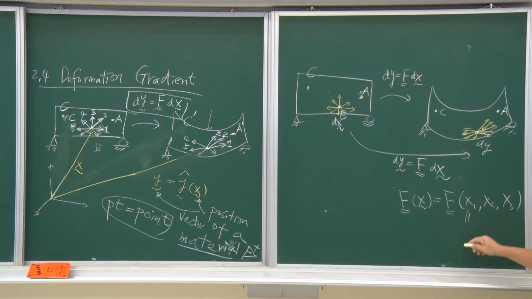For example, at the point x1 equal to 3, x2 equal to 1, x3 equal to 6, you have a special matrix of deformation gradient. If at another point x1 equal to 5, x2 equal to 3, x3 equal to 1, for this material point you have a different expression of the deformation gradient.